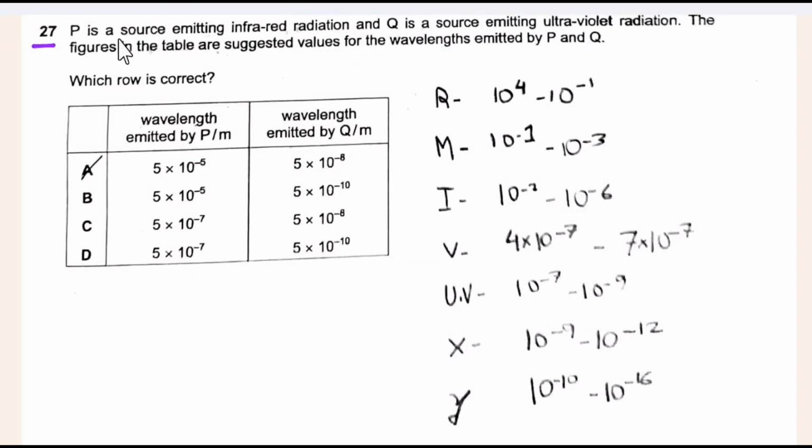Number 27. P is a source emitting infrared radiation. So P emits infrared radiation, that is IR, and Q is a source emitting ultraviolet radiation, so UV. So which row is correct? We have been given the wavelengths. So what is the wavelength of infrared radiation and what is the wavelength of ultraviolet radiation? We know this data, and we must remember this data.